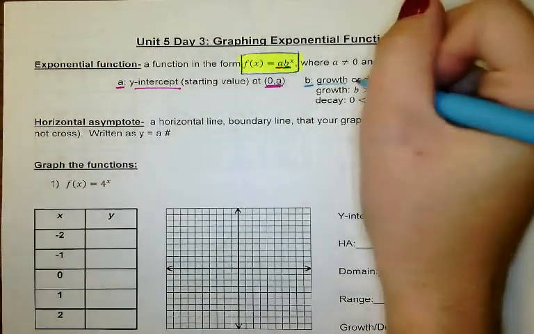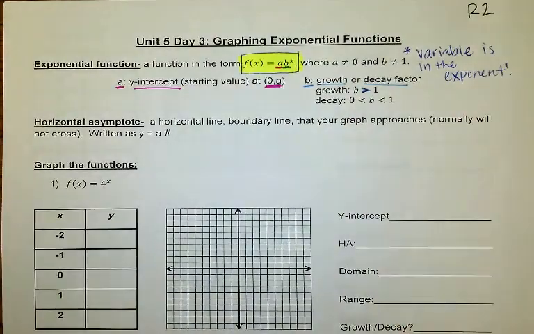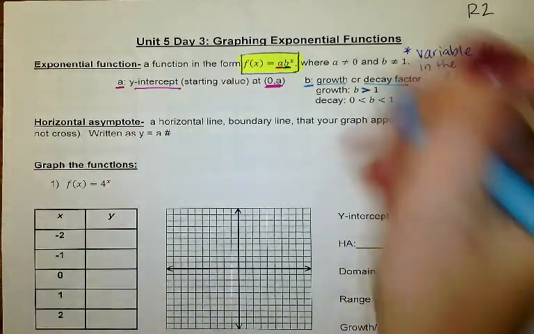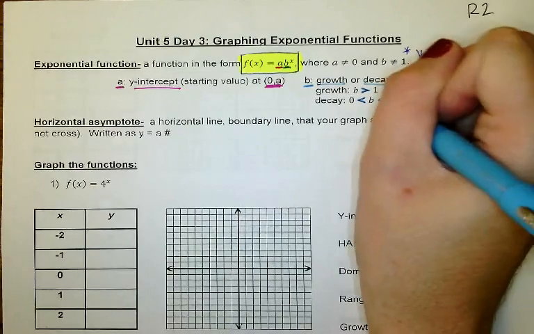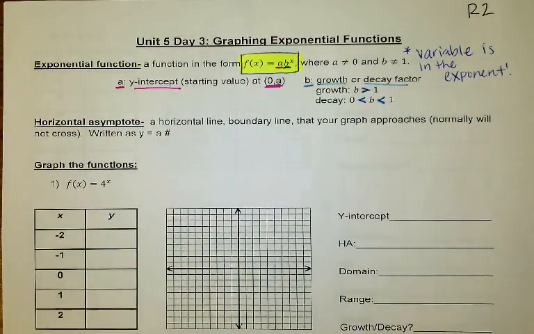Now, guys, growth happens when your b is greater than 1. Decay happens when your b is between 0 and 1. Okay? So decay happens when your b is between 0 and 1.